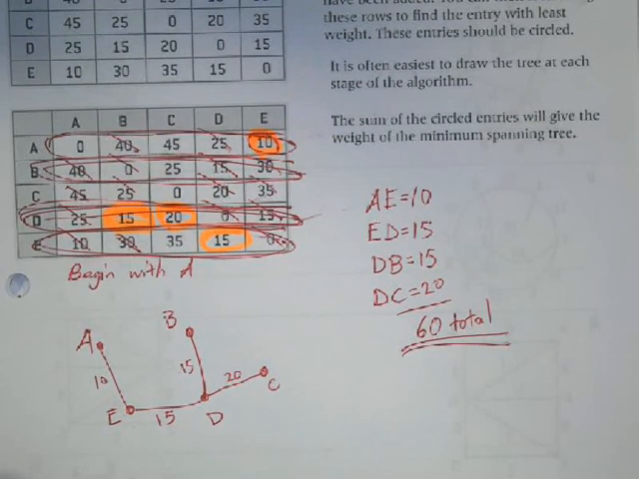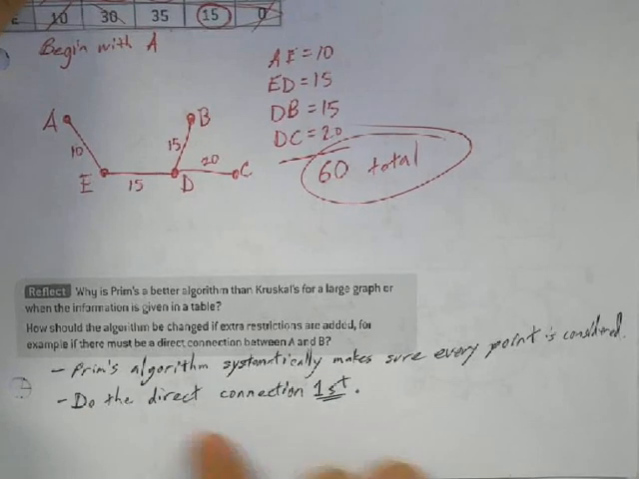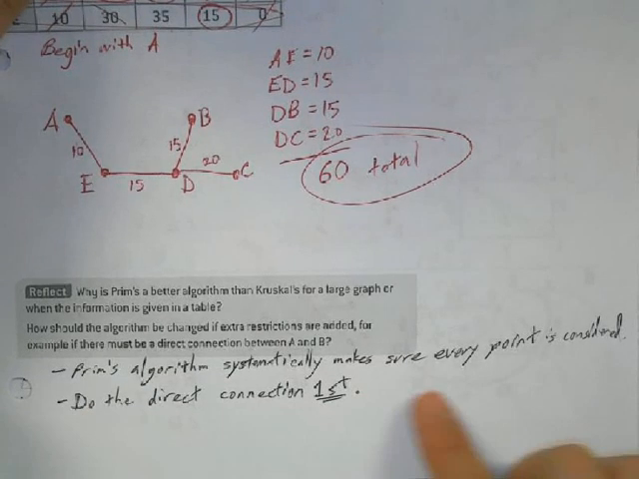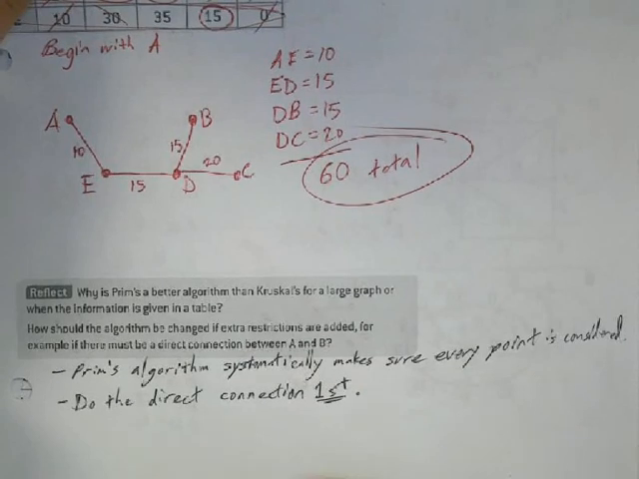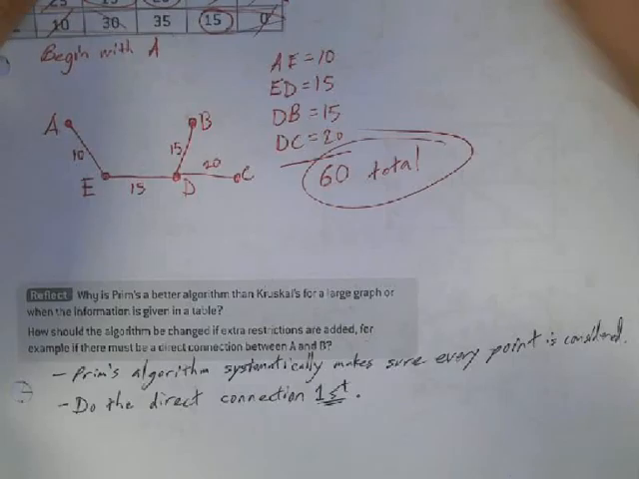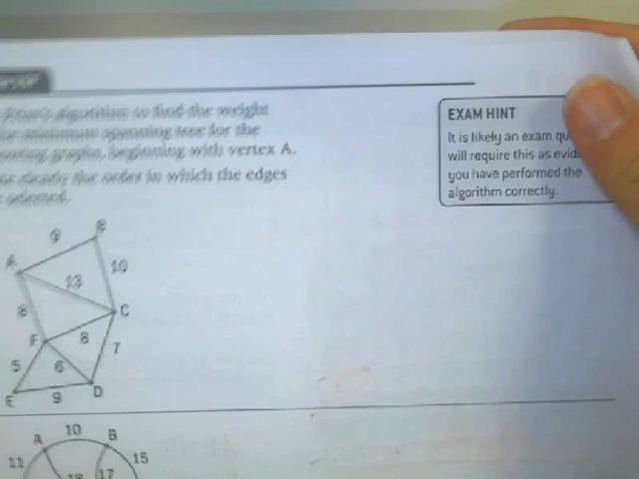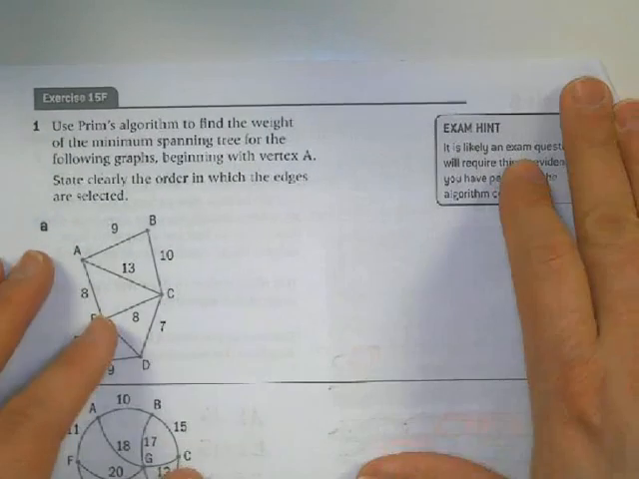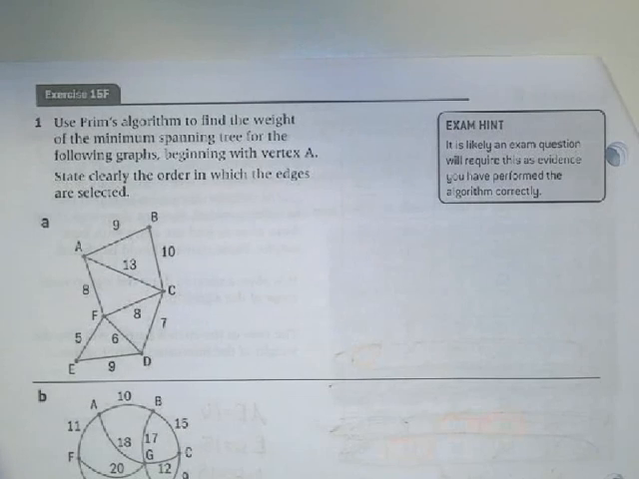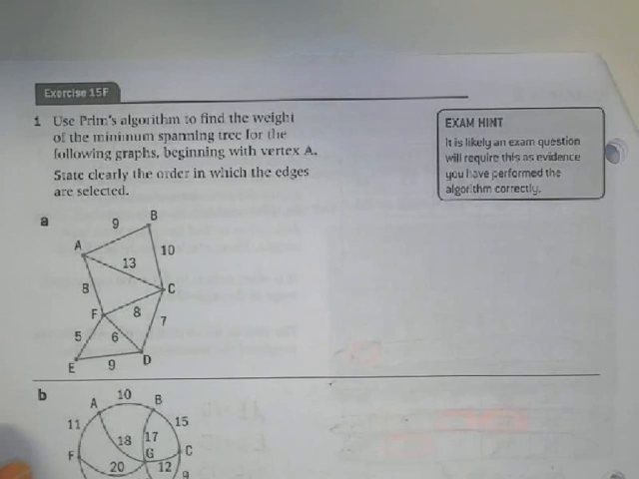So for reflection, Prim's algorithm systematically makes sure that every point is considered, and they do the direct connection first. The next part is just homework assignments from the book. It's likely the exam question will require evidence that you have performed the algorithm correctly, so you'll probably want to draw the tree or whatever.